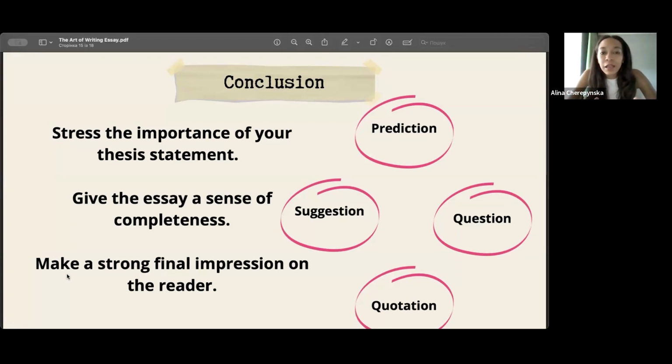What can you use as a way to finish your ideas? You can include a prediction, for example, what may happen. You can include a suggestion, what you advise to do. You can finish with a quotation. You can finish with a question. But what is important, if you start with a question, it's better not to finish with a question. If you start with a quotation, it's better not to finish with a quotation. That is why please share the information equally and do not repeat the same words all of the time.